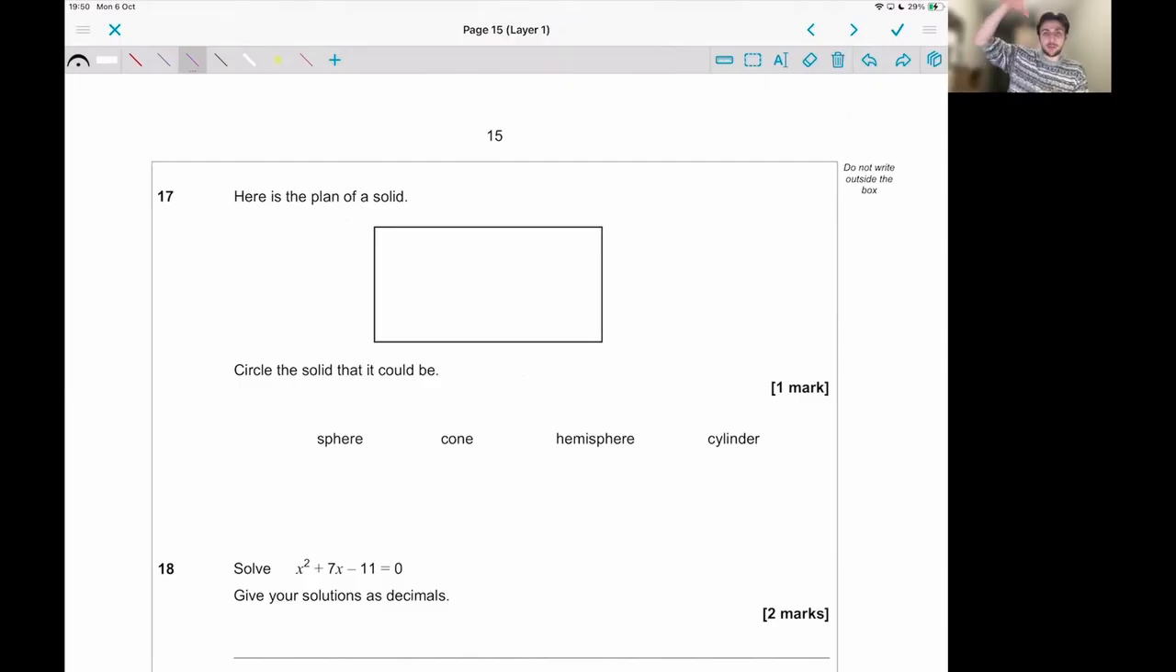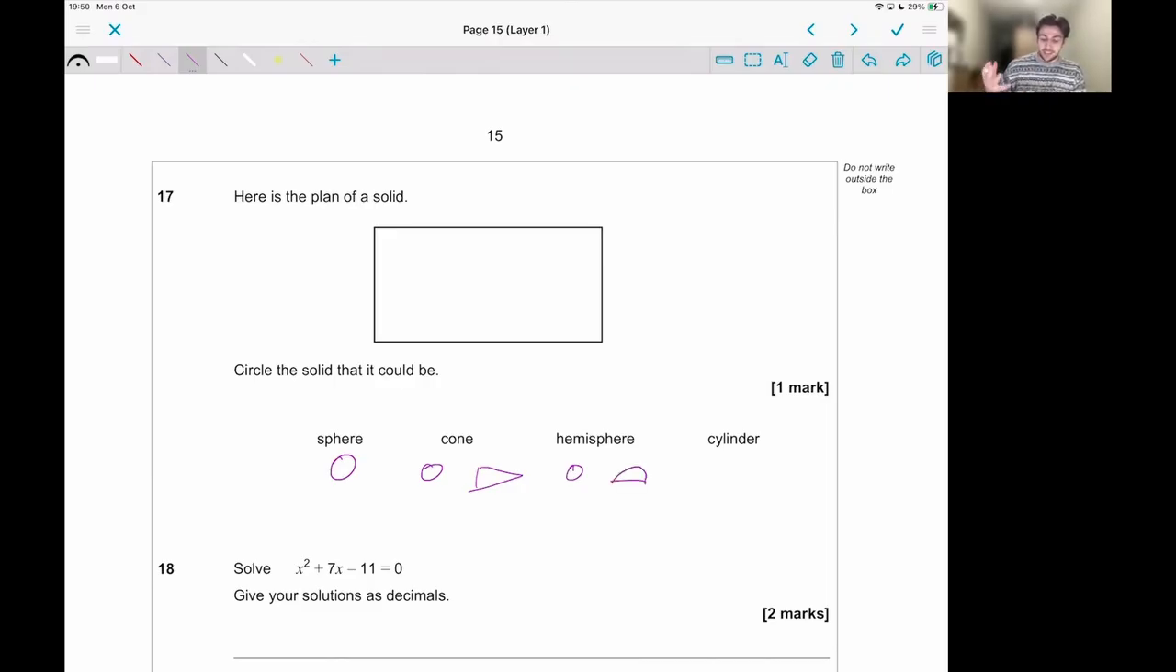Well, if you looked at a sphere from above, it would just look like a circle. If you looked at a cone from above, if you're looking down the point, it would also look like a circle. If you're looking from side on, it would look like a triangle. If you look at a hemisphere from above, it's going to look like a circle. If you look at it from the side, it's going to look like a semicircle.